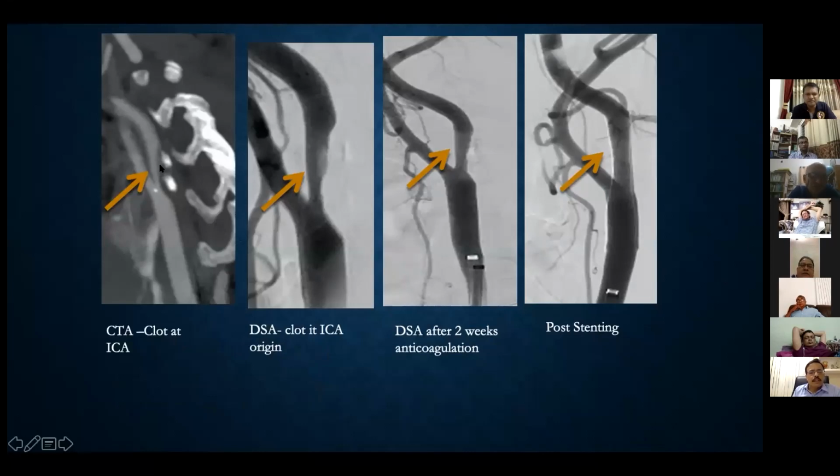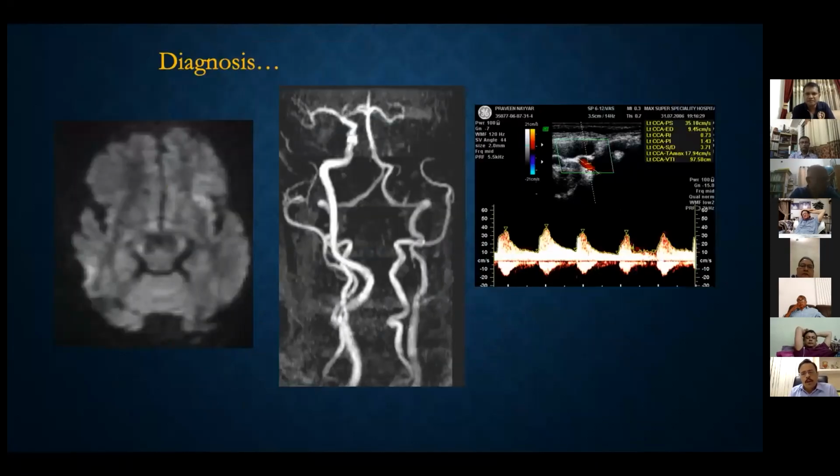In retrospect, it looks a bit hazy here, but when we did the DSA, here you can definitely see there is a clot, and we put the patient on anticoagulation. After 2 weeks, see, now it is very, very clear, and that's the time we could go ahead with stenting in this patient. I mentioned confusion or artifacts with non-contrast MRI.